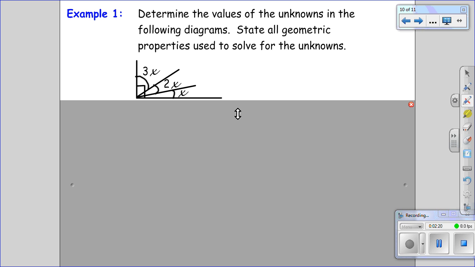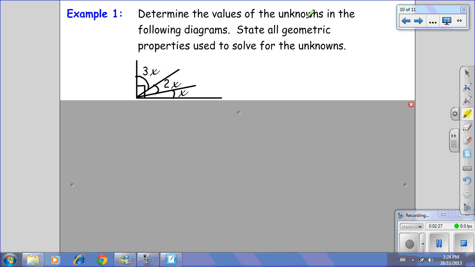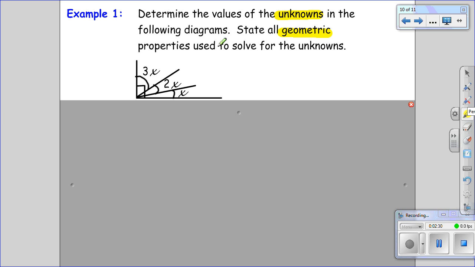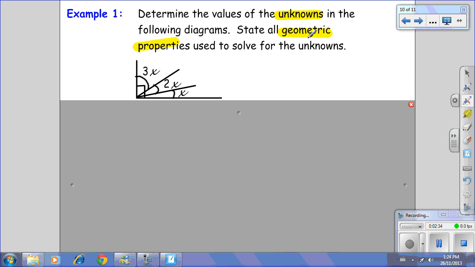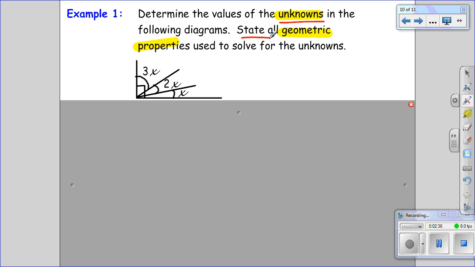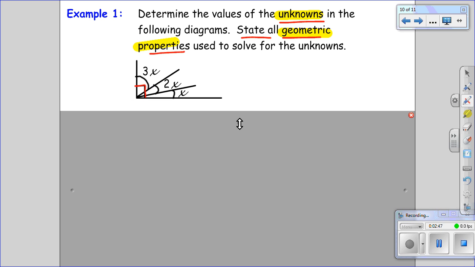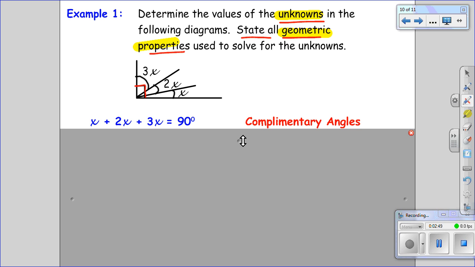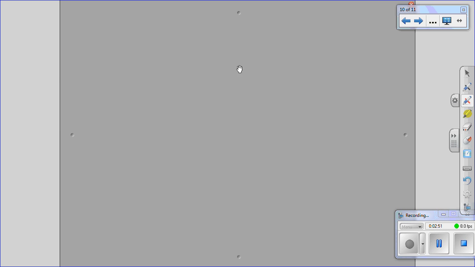Now if I want to look in example 1, it says determine the values of the unknowns in the following diagrams and state all geometric properties used to solve for the unknowns. So what I'm looking for is the unknowns, and I'm going to state the properties. So if I look here, I see a right angle. That tells me I have 3 complementary angles. And complementary angles add to 90 degrees, so I can simply state x plus 2x plus 3x equals 90 degrees.